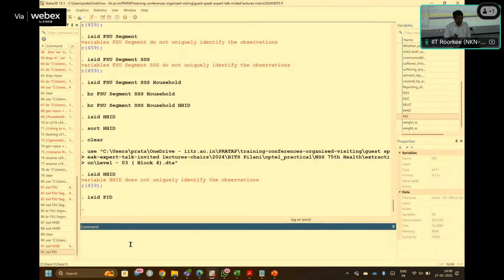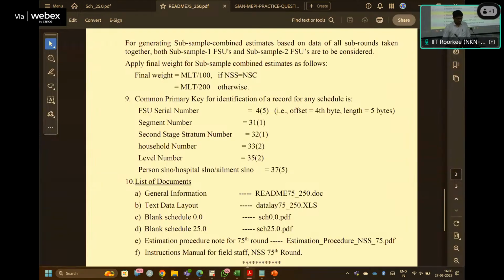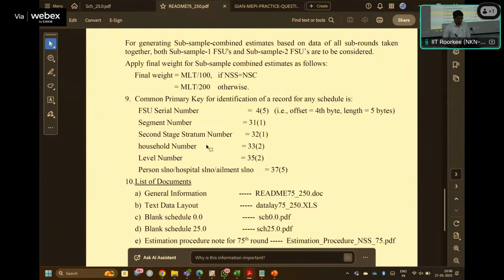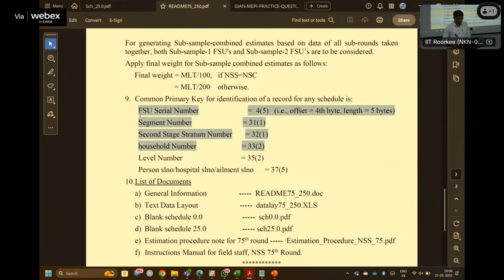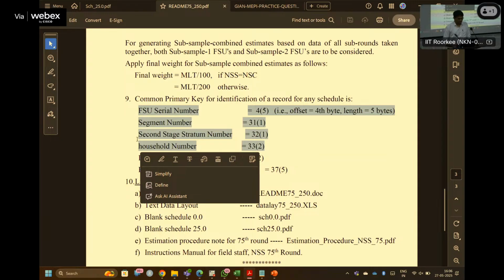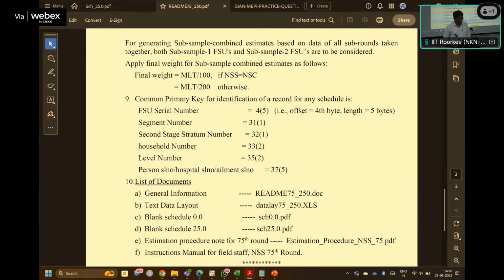Household ID plus level number plus person serial number. This is the instruction. Household till this is household ID. Right? Then this is how we made the household ID. Then the level number is covering position number 35 and 36, two positions.